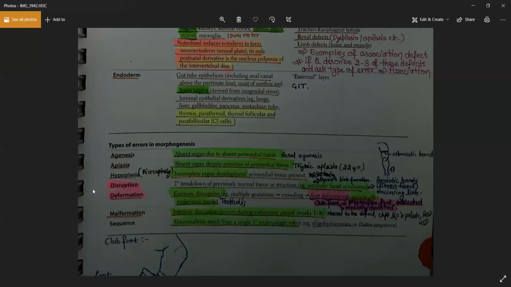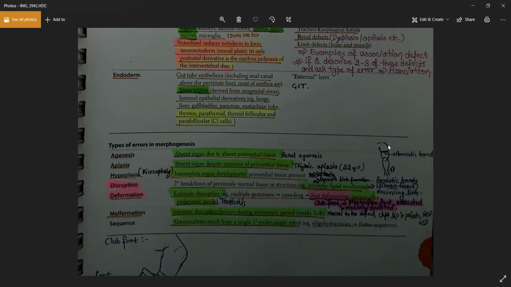You are having a normal tissue present. The primordial tissue is normal. It is present. It is forming this structure normally, but due to some external forces, you're having a disruption of this formation. For example, the amniotic band syndrome, in which the amniotic tissue forms a fibrous tissue around the limb. So the limb is forming, the organ is there already because the primordial tissue is present, but due to some external forces, in this case the fibrous tissue, it is disrupting the formation of this normal organ or normal structure.